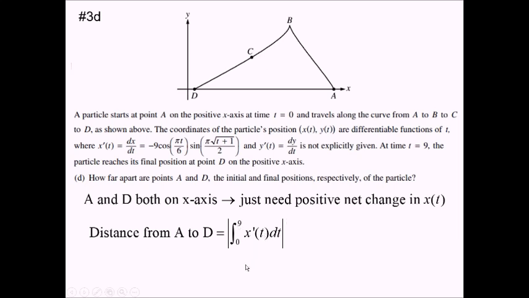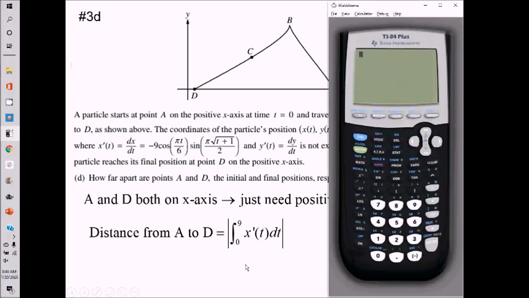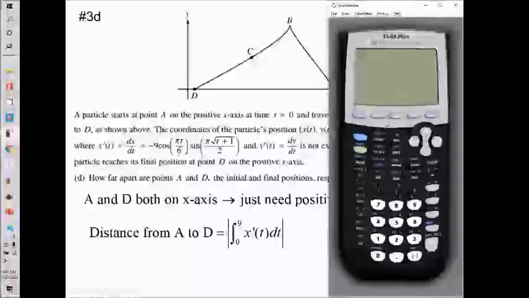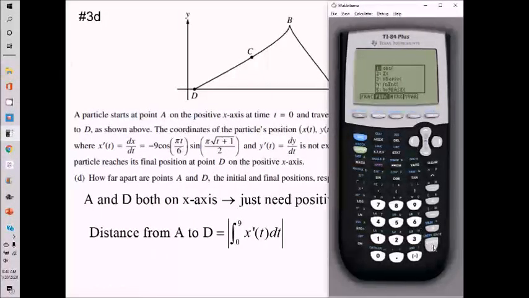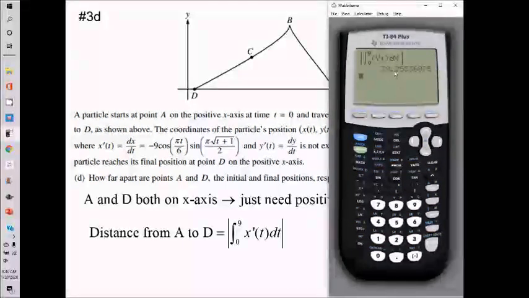Let me plug this in the calculator now. So I'm going to do, let's see, alpha window and use the absolute value there. And then we're going to do math 9 to get my integral from 0 to 9. And then let me do alpha trace y1. That's where I stored x prime dx. All comes out to a grand total of 39.255.